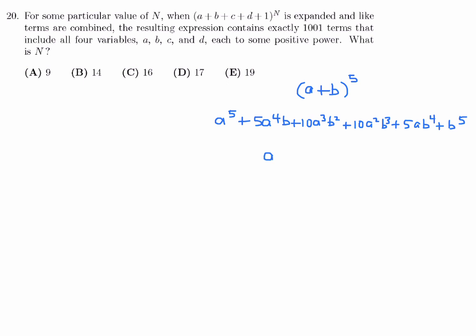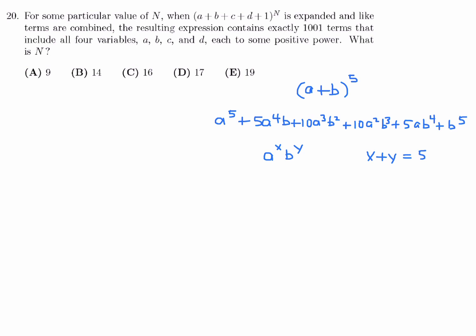Well, as you can see, every term is of the form a to the x, b to the y, where a and b are obviously represented everywhere, but x and y vary. X can be whatever, right? 0 to 5, y can also be 0 to 5. But one thing is for sure, that x plus y is equal to 5. And you can see that here. In any one of those terms, the exponent for a and the exponent for b, which are x and y respectively, when you add them up, they equal 5.